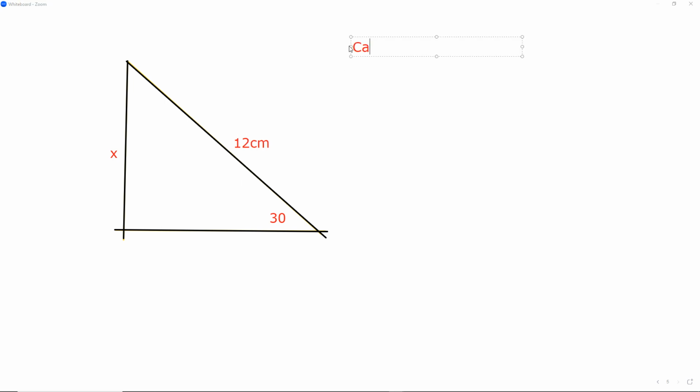And I need to calculate the value of x. First thing I need to do is identify my sides. Now, if my angle is here, then that side is my opposite, and this side is always my hypotenuse because it's opposite the 90 degrees. So this is going to be equal to my hypotenuse, and this is going to be equal to my opposite side length over here.